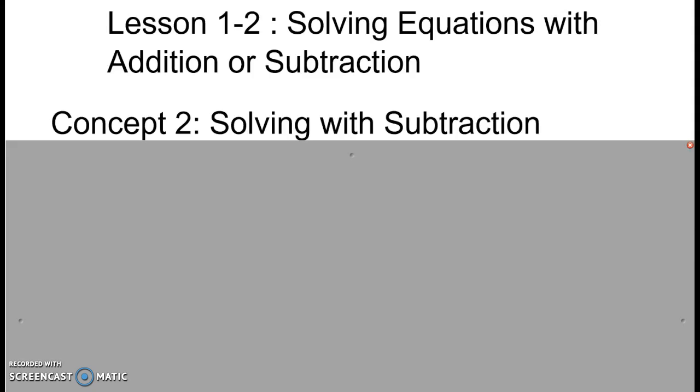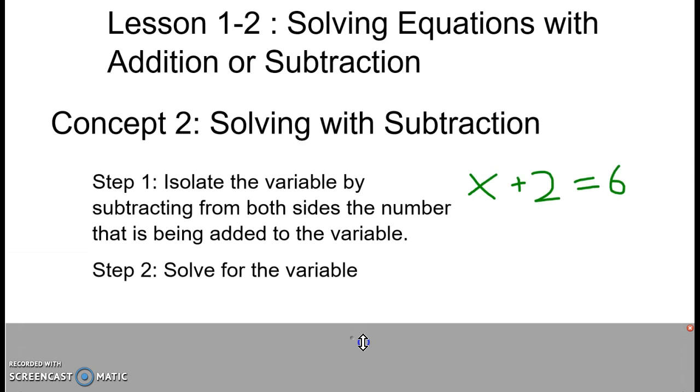Lesson 1-2, Concept 2, Solving with Subtraction. Our first concept had a problem with a subtraction in it. And in order to solve that problem, we had to add that value to both sides in order to get rid of it, in order to isolate the variable.